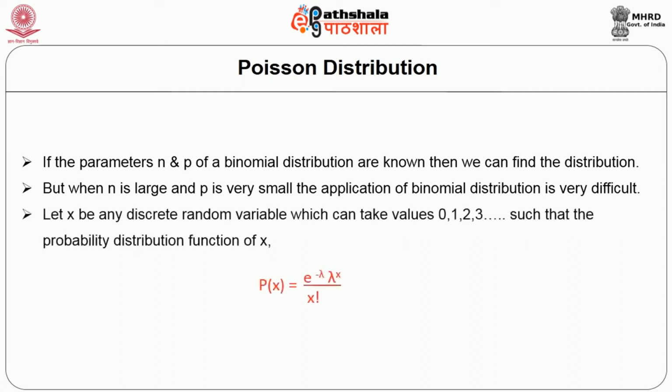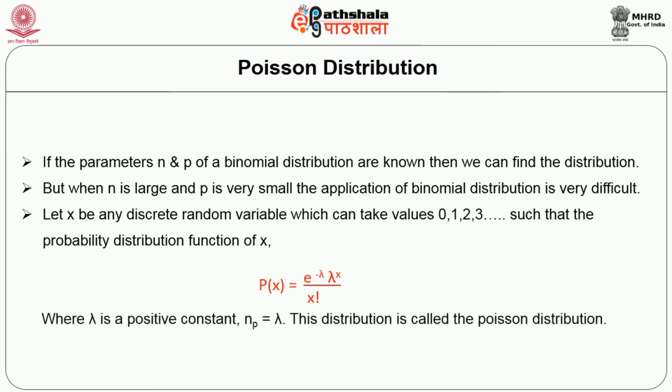Let x be any discrete variable which can take values 0, 1, 2, 3, until infinity, such that the probability distribution function of x is, for example, probability of x is equal to e to the power of minus lambda, multiplied by lambda to the power x, divided by x factorial. Okay. So, where lambda is a positive constant, np is equal to lambda, this distribution is called a Poisson distribution.